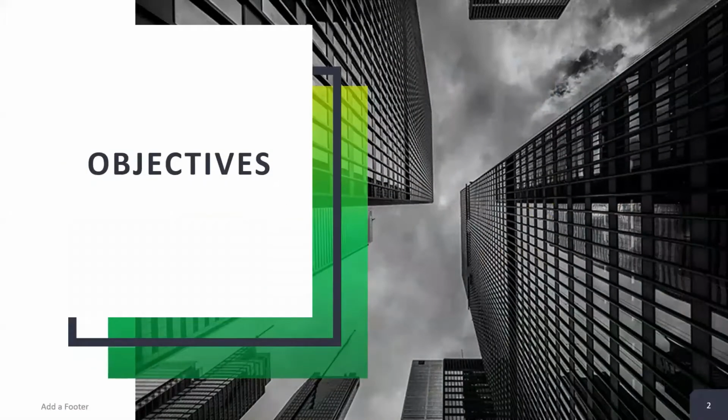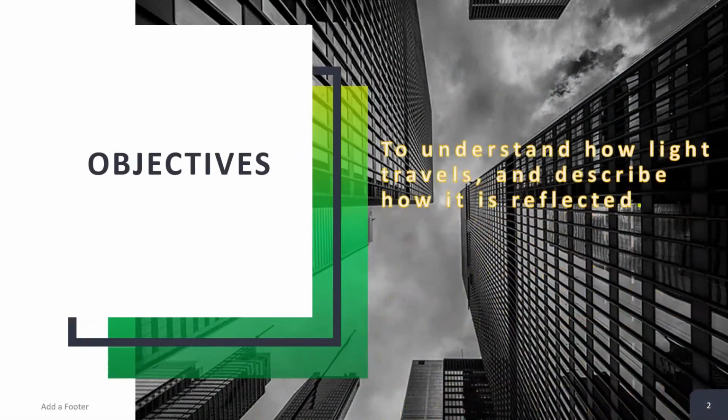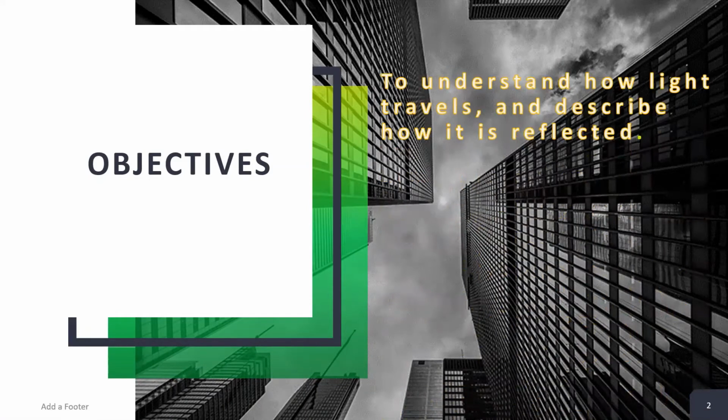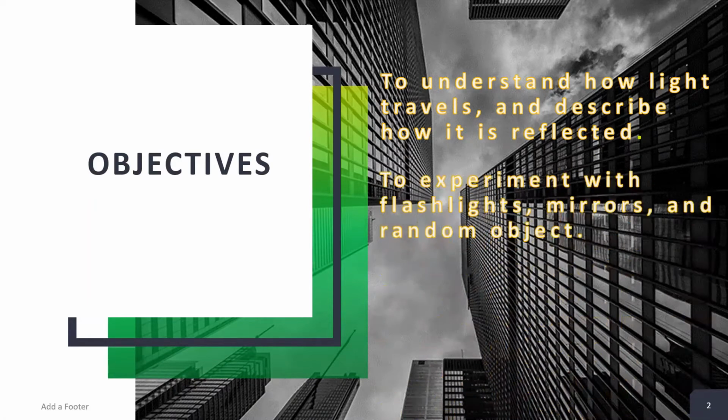Here are the objectives of this lesson: to understand how light travels and describe how it is reflected, and to experiment with flashlights, mirrors, and random objects.